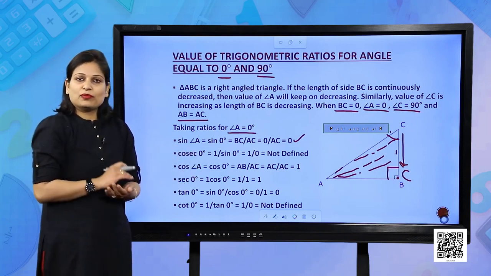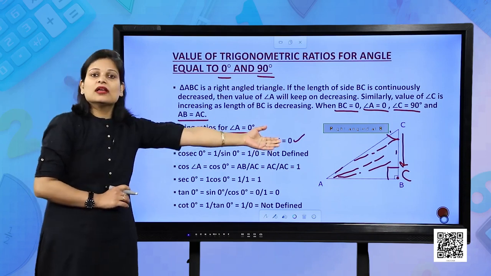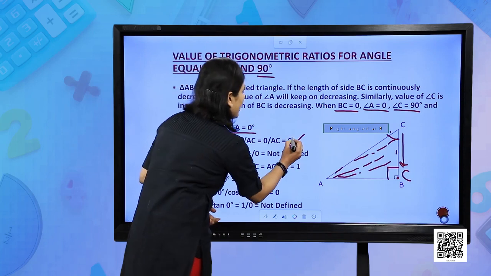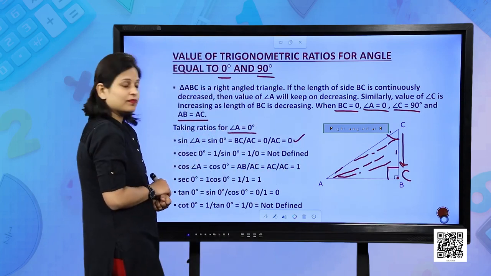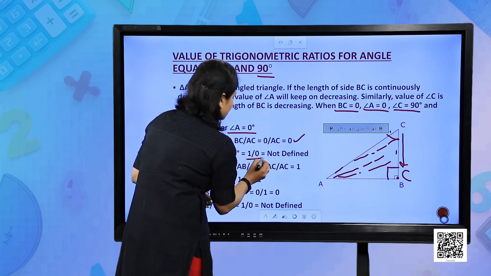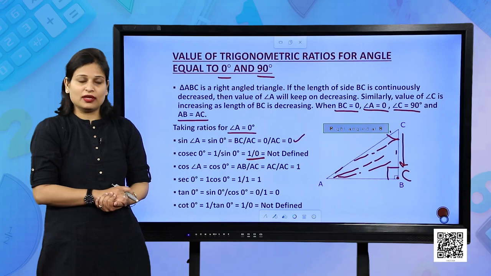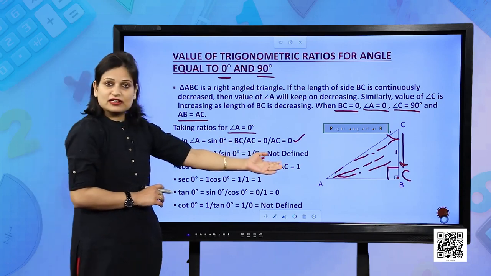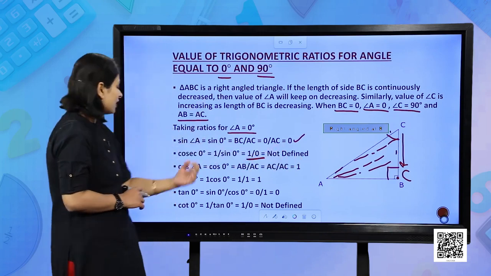Cosecant of 0. Cosecant is simply the reciprocal of sine function. Here we have calculated that sine is 0. So, what about cosecant 0 degree? 1 upon 0, any number divided by 0 is not defined, means infinity. You can't define this number. So, cosecant 0 is not defined.